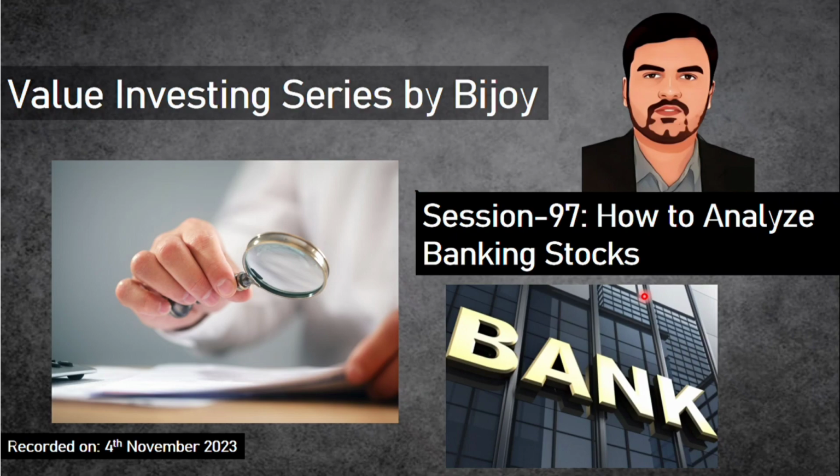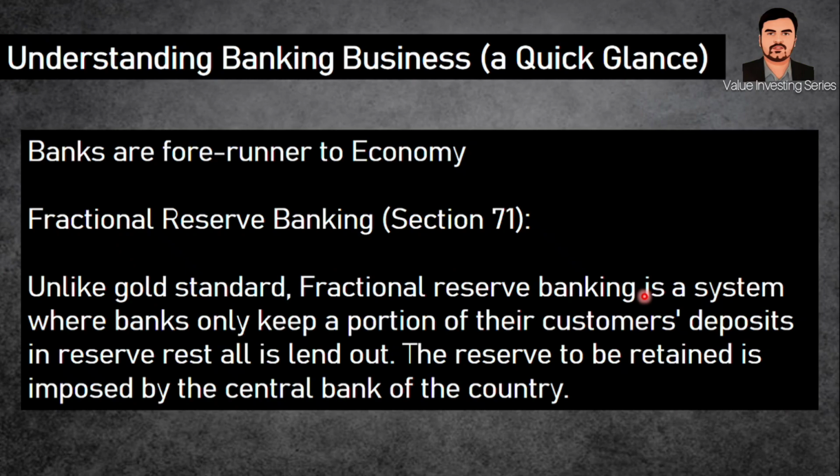So let's get directly into the topic. Understanding the banking business, a quick glance. The banking model is simply the process of connecting borrowers with the lenders. Banks take deposits from savers and lend these funds to borrowers as loans. Banks are like a forerunner to the economy. If the economy has to grow, then definitely there should be lending activity, so that a borrowing is done by the borrower, and then a credit happens.